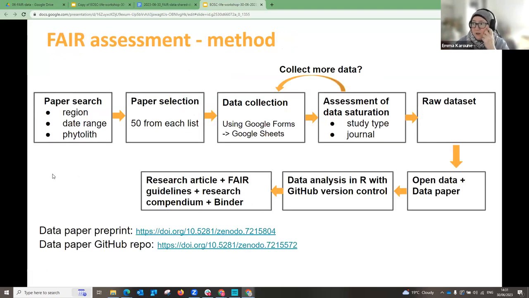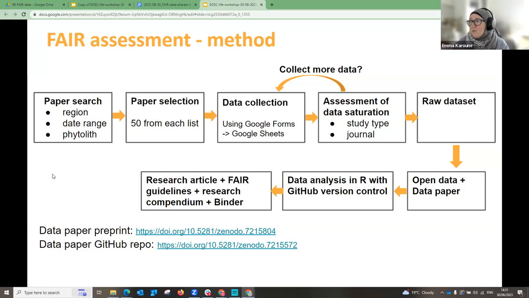The FAIR assessment was where we started to look at where phytolith data was, how it was being published, and what it looked like at the moment. How we went about this is we obviously had to find out where the data is. It's mostly all in articles. So we selected 100 articles, 50 from two particular regions, and we started to do some data collection. I'm going to talk in a minute about the questions that we had.